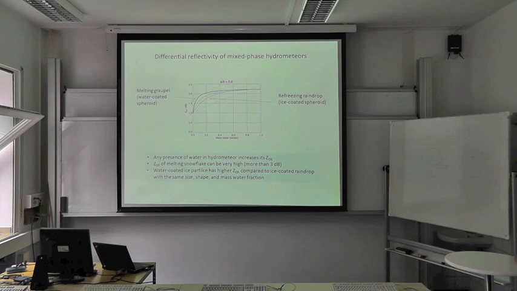That's very important, especially from the standpoint of any microphysical retrievals. But the bottom line is any presence of water in a hydrometeor increases the differential reflectivity. Melting snowflakes can have very high ZDR, more than 3 dB, even higher, depending on what melts. If aggregated snow melts, maybe 3 dB, but if pristine crystals melt, which originally have very non-spherical shapes, that ZDR can be even higher.